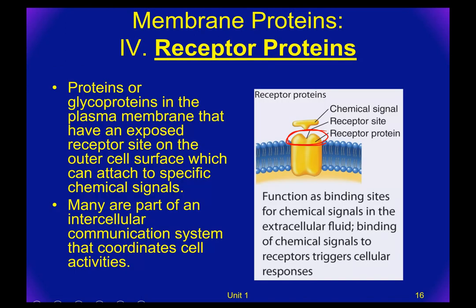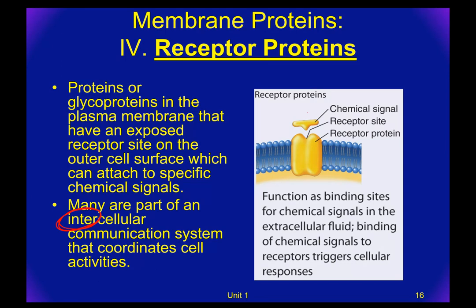So you've got this receptor site on the outer surface of your cell, and it attaches to a specific chemical signal. So this may be, let's say, insulin, and this is an insulin receptor. This is growth hormone, and this is a growth hormone receptor. A lot of these receptor proteins are part of intercellular, that means in between cells, cellular communication. They actually coordinate the activities of what's happening between one part of your body and another part of your body.